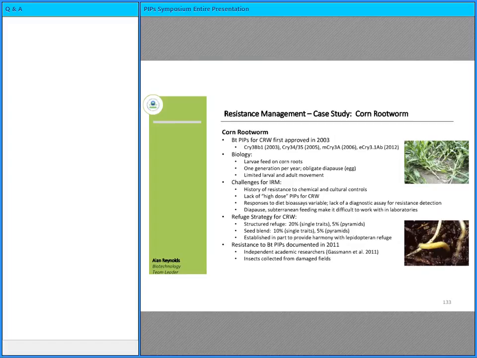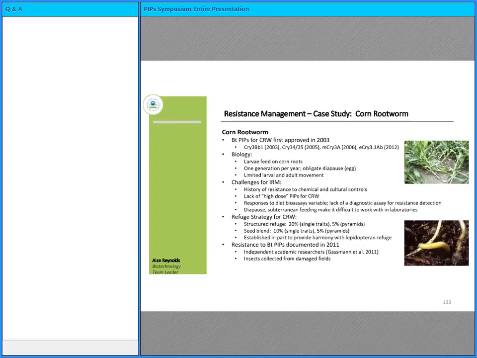The refuge strategy that we have in place for corn rootworm includes either a structured refuge or seed blend. For the structured refuge, it's a 20% refuge for single traits and a 5% refuge for pyramids. Similarly, for seed blends, the refuge requirement is a 10% mix for single traits and a 5% mix for pyramids.